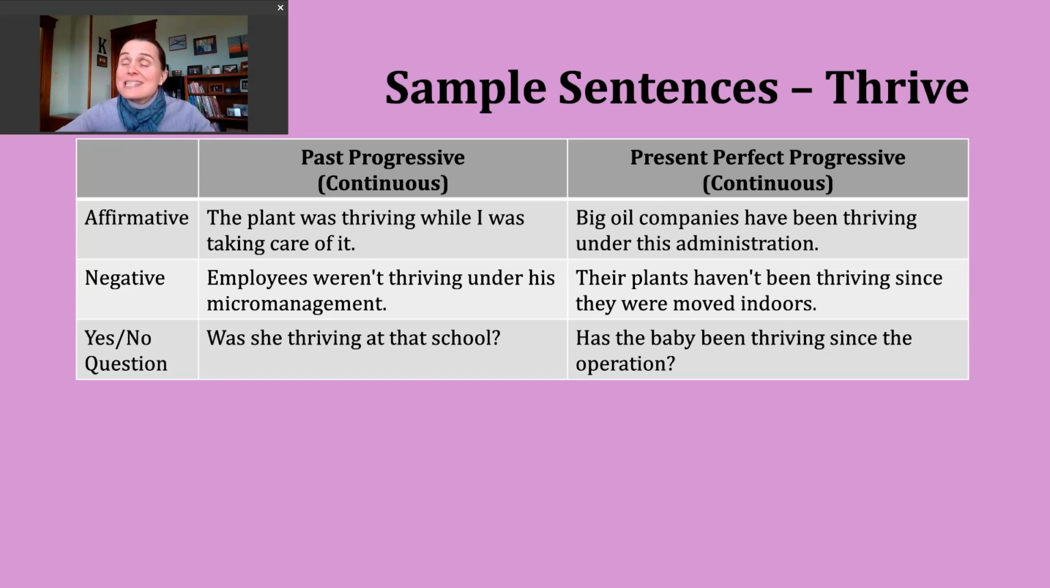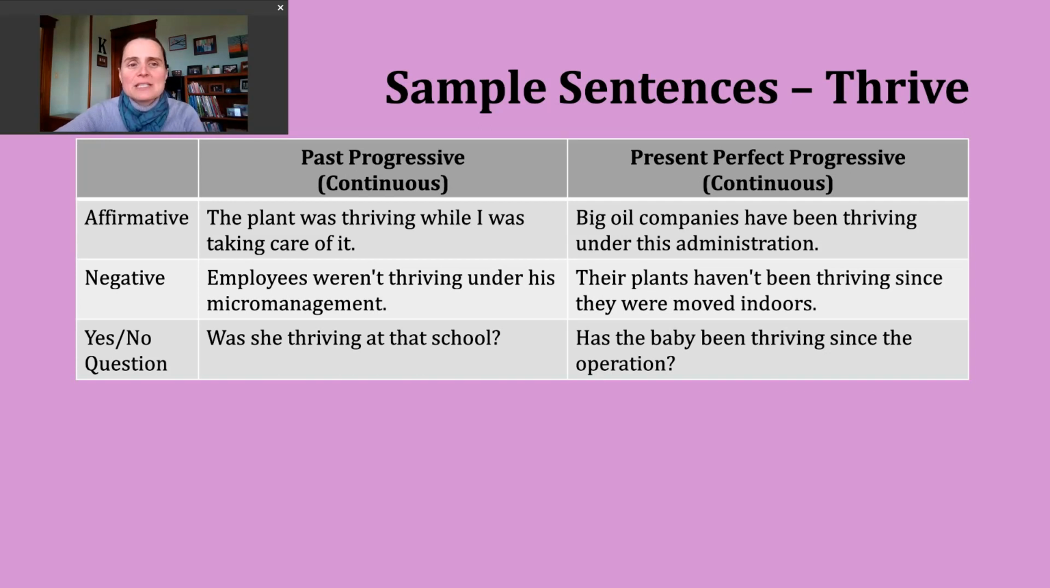So in the past progressive, I need to pay attention to my subject because we have two forms of be in the past. If my subject is I, he, she, or it, I'm going to use was and then that ing form the verb. But if the subject is you, we, or they, we use were, W-E-R-E, and then the ing form of the verb.